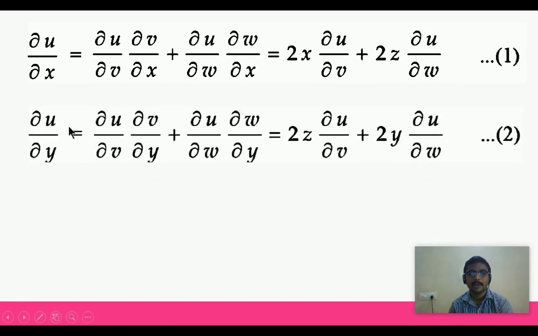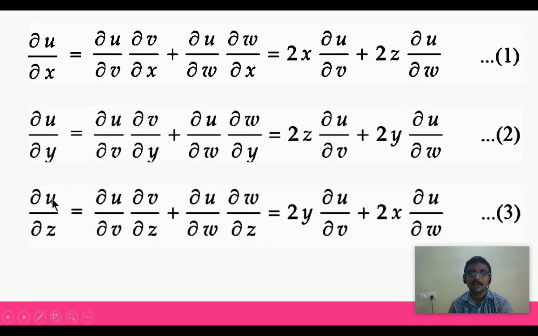Now ∂u/∂y. But what is u? u is a function of v, w. So ∂u/∂y can be split by using the chain rule and substituting the values of ∂v/∂y and ∂w/∂y, which are obtained from above. Similarly, we can obtain ∂u/∂z also, since u is a function of v and w. So ∂u/∂z can be split by using the chain rule and substituting the values of ∂v/∂z and ∂w/∂z. So we will have equation 3.